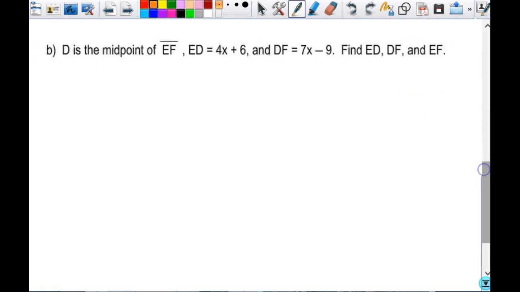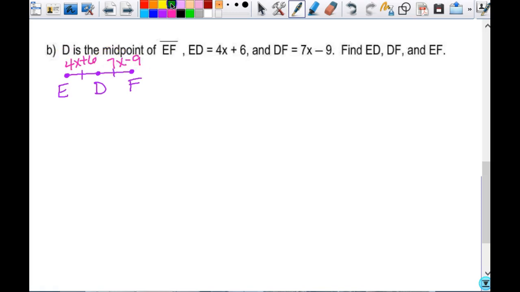All right, so I looked at everybody. I glanced at your x. I didn't look at the whole thing necessarily, so I think if your x wasn't right, I said something. I don't think I missed any of you. But so D is the midpoint of EF. And then we know that the length of ED is 4x plus 6. DF is 7x minus 9.